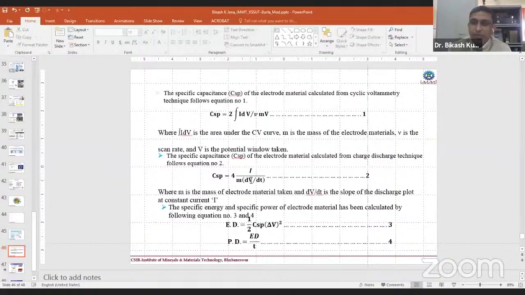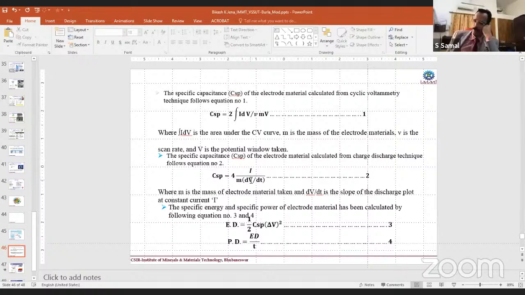So you have to prepare the film in such a way that the film and the material are uniform. Not only the gravimetric capacitance, the areal capacitance should also be high. Okay, I understand. Okay. Because I have one question.